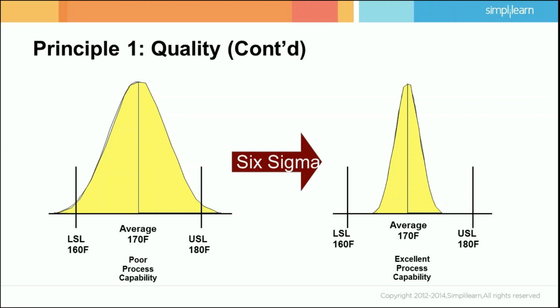Three is analyze. Analyze is about identifying those key process root causes for variation. What factors, what elements in the process are causing it to vary, so that we're not able to get a consistent temperature of a cup of coffee? That's the purpose of analyze, to get to a root cause.